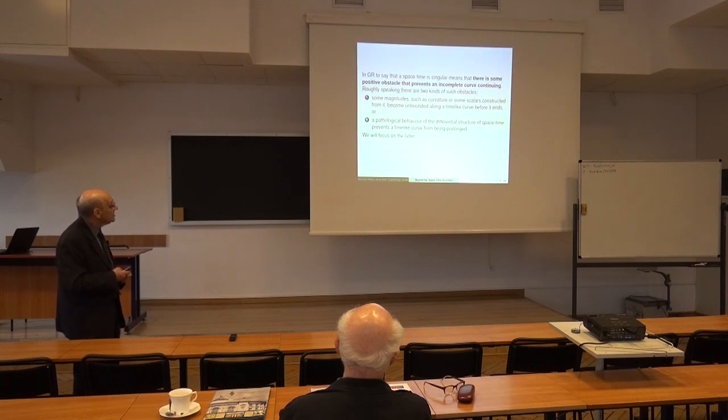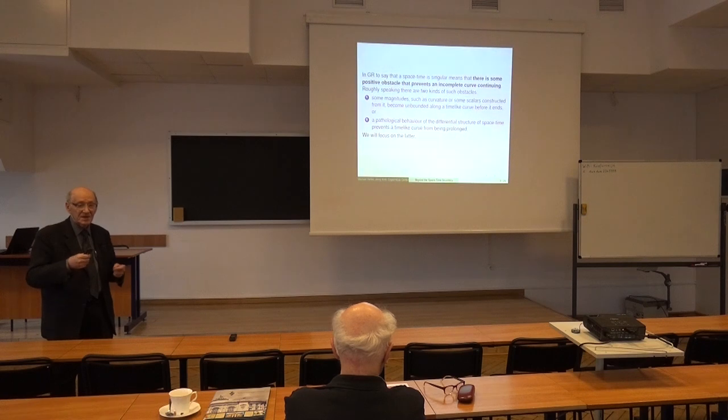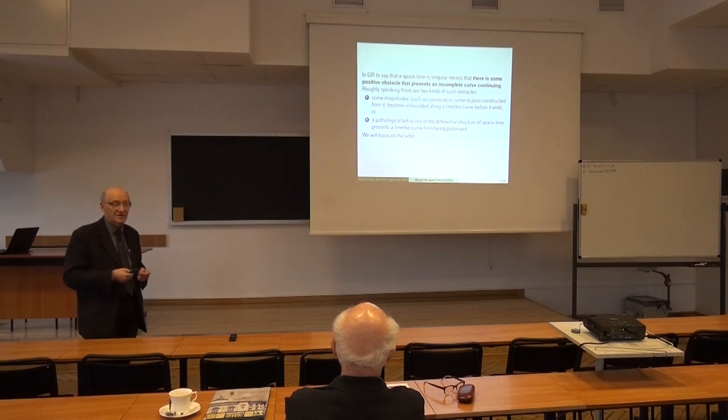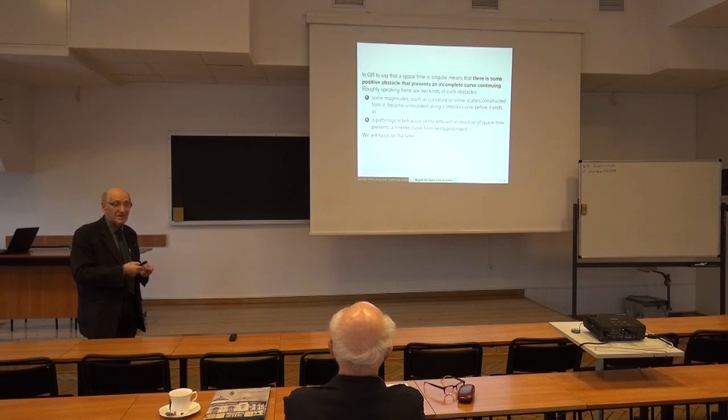Space-time is said to be singular if there is some positive obstacle that prevents an incomplete curve from continuing. This incomplete curve is a history of a photon or of a particle, that is to say, a time-like or null curve. And if such a curve cannot be prolonged, it meets some obstacle, it means that it hit a singularity. But you must be very cautious about the word prolonged, because length is also a relative concept, so the prolongation should be understood in a different way. For instance, if we are dealing with a geodesic, to prolong a geodesic means to consider its affine parameter and look whether it could assume as large values as we want.